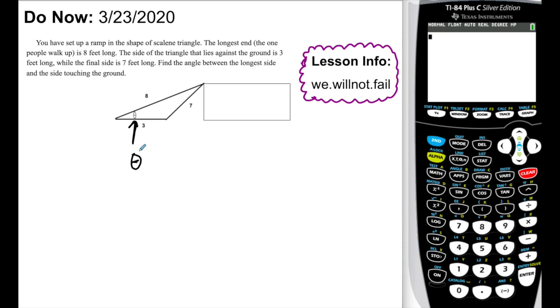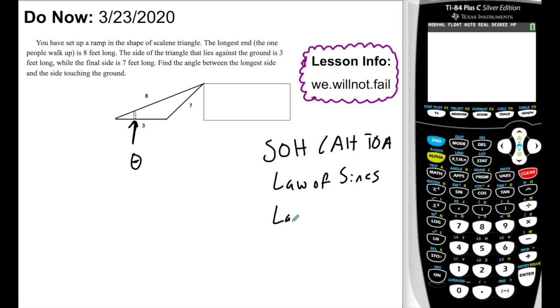What I want you to do is pause the video, but before you do, please make sure you have your note sheets available, including the stuff we talked about, trig with SOHCAHTOA, your Law of Sines notes, and your Law of Cosines notes. One of these three you will need to solve this problem. I won't tell you right now which one.